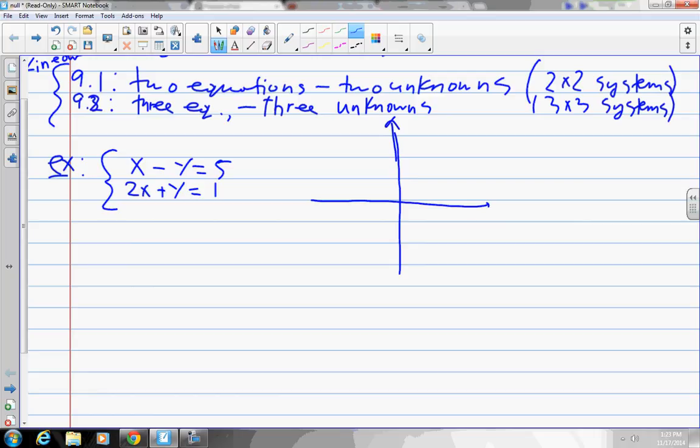But this one I can graph pretty easily. I can find the x and y intercepts, right? The x-intercept is 5. The y-intercept is -5. So here's the first equation. The second equation, y equals -2x plus 1. So the y-intercept is 1, and the slope is -2, something like that. So this would be the solution, the point where they intersect.